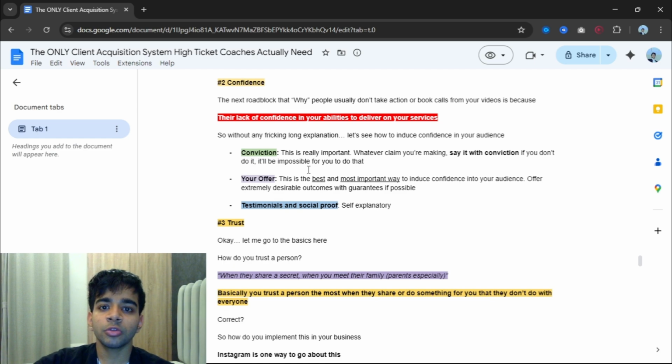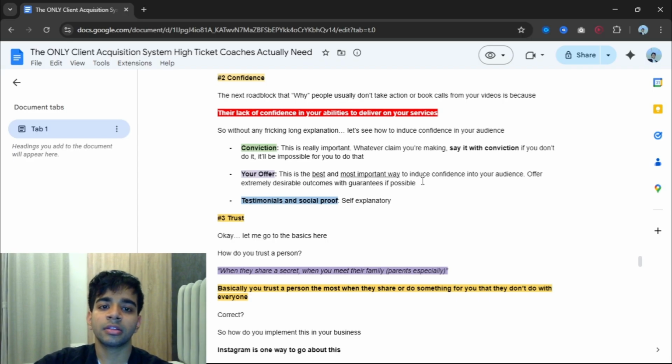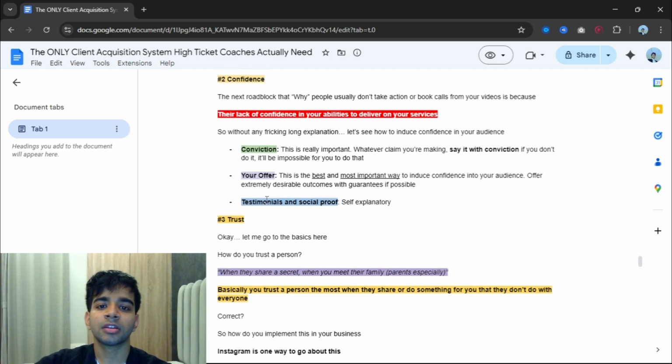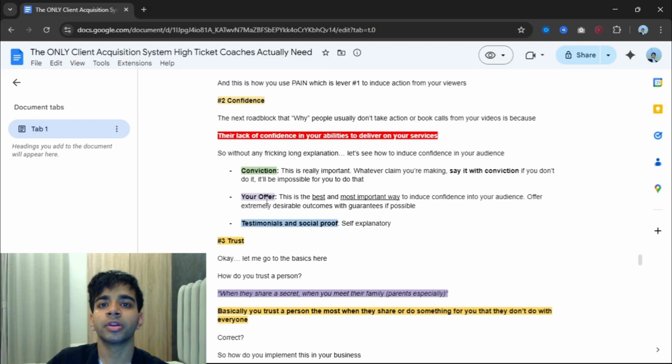Now, the second way to do this is your offer. Actually, this should be the first way, but whatever. This is a really, really important thing if you want to induce confidence into your audience, right? So this is the best and most important way to induce confidence into your audience. Offers are extremely important, so offer something really desirable, an outcome with guarantees if possible, these things tend to work really well. And the third way to do it is testimonials and social proof, right? So this is how you basically induce confidence into your audience.